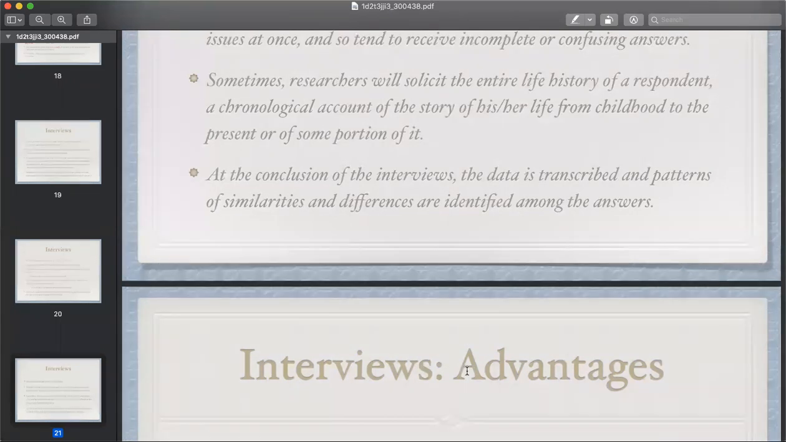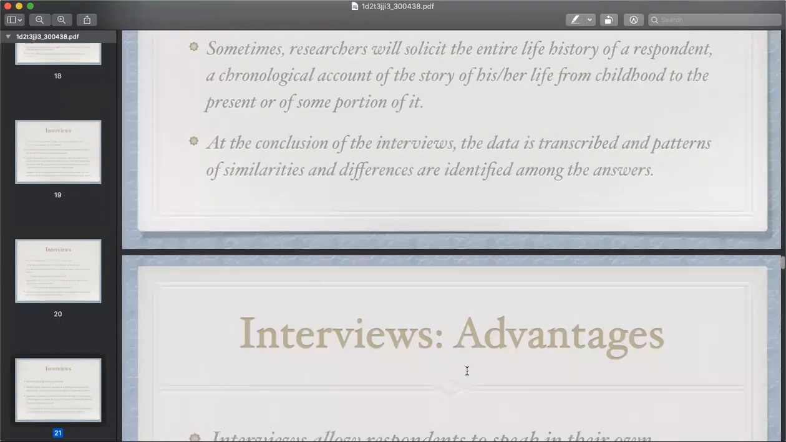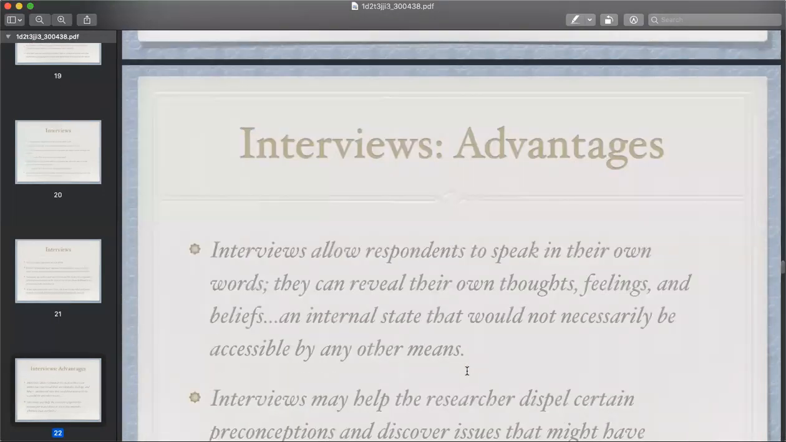Now, what we want to make sure we do is that anytime we ask questions in interviews or in focus groups, the questions have to be consistent. I can't ask participant number one a set of questions and then ask participant number two a different set of questions, and so on and so forth. That's not how it works. The questions have to be identical.